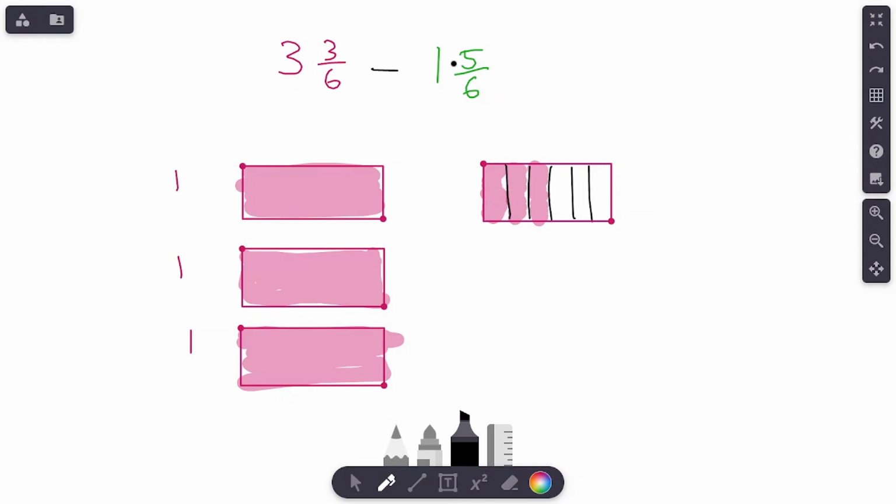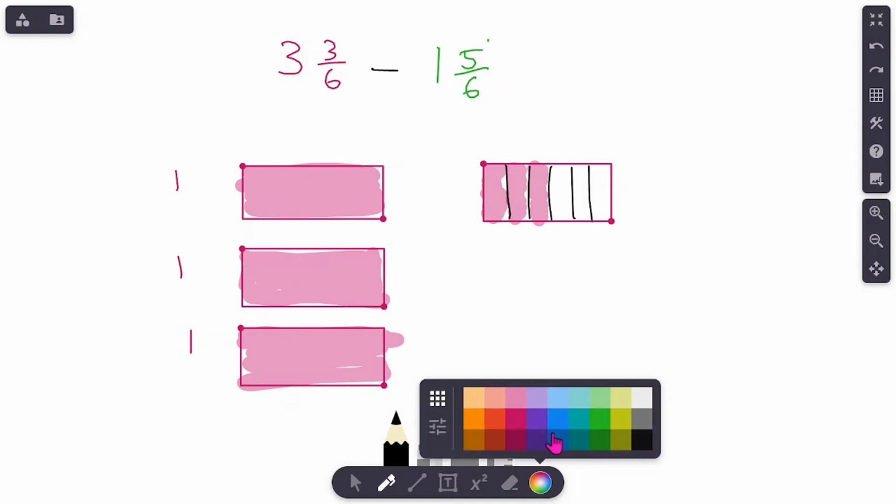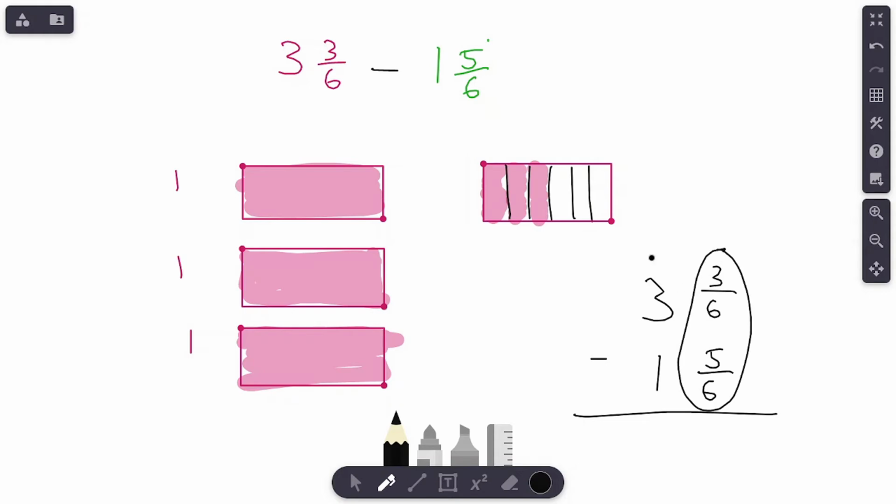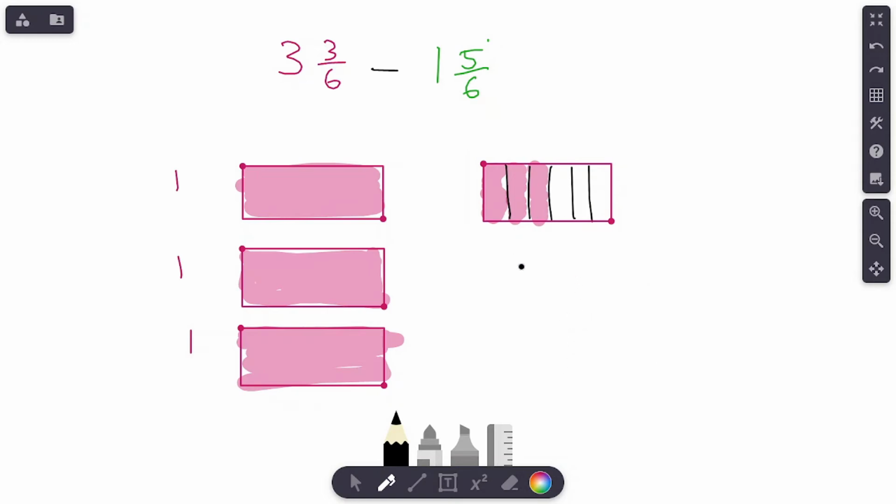Now, let's subtract 1 5/6. And again, we're going to subtract the fraction first because, remember, whenever we would solve it using the standard way of subtracting, we would subtract the fractions first. That's what we need to do. So we're going to do the same thing here in our model. Let's subtract the fractions first.